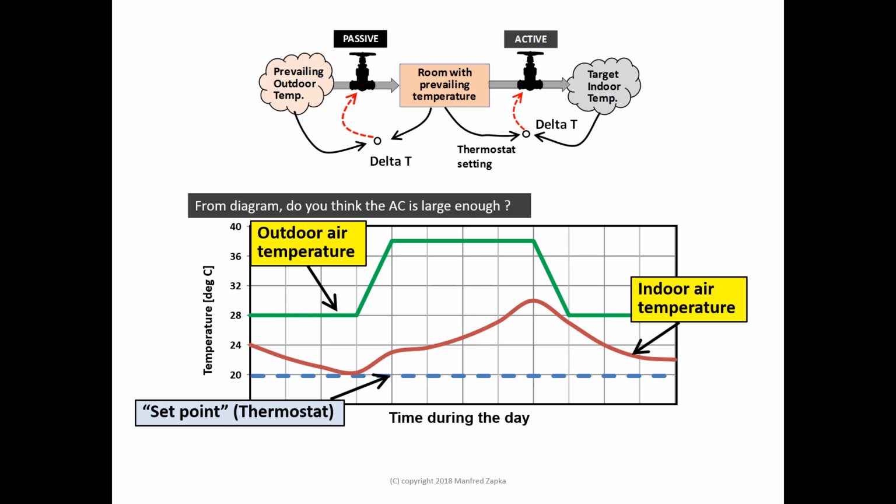From this example graph in the diagram, what conclusions can we draw about the cooling capacity of the AC? Is the AC capability of removing heat large enough to maintain the indoor space at or close to the target temperature defined by the set point temperature? We invite you to stop the video and think about this question for a moment. When ready, start the video again.